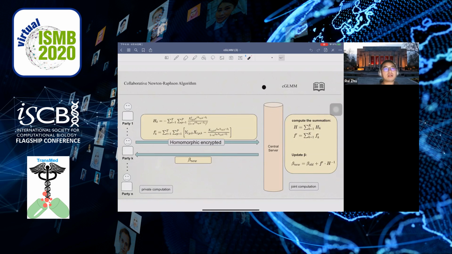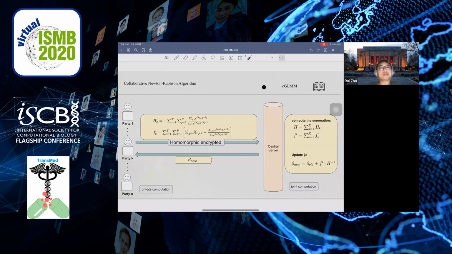The ISMB is a collaborative Newton-Raphson algorithm. The goal is to fix the random effect Z and update the fixed effect beta. Similar to the Metropolis algorithm, each client computes homomorphic encrypted intermediary results: the Hessian matrix, which was computed using the party's private data, and the first order derivative. Note that those are all intermediary results. So they send those intermediary results to the central server.